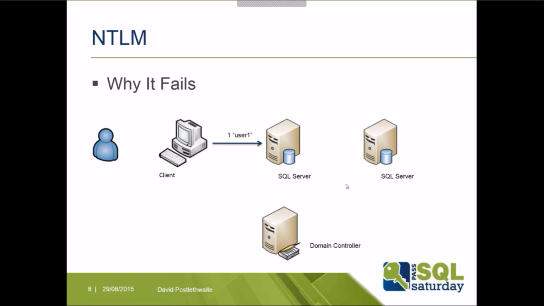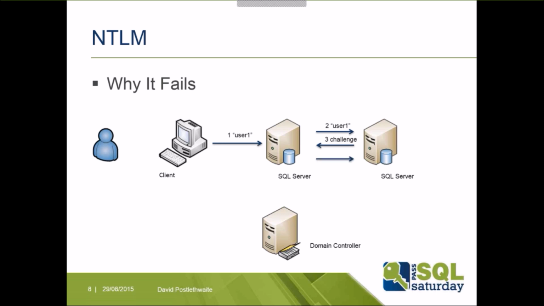The user is authenticated to the first SQL Server. The first SQL Server sends the client's username to the second server. The second server generates this 16-byte random number challenge and sends it back to the SQL Server. The first SQL Server now needs to encrypt that challenge with a hash of the user's password to return to the file server.